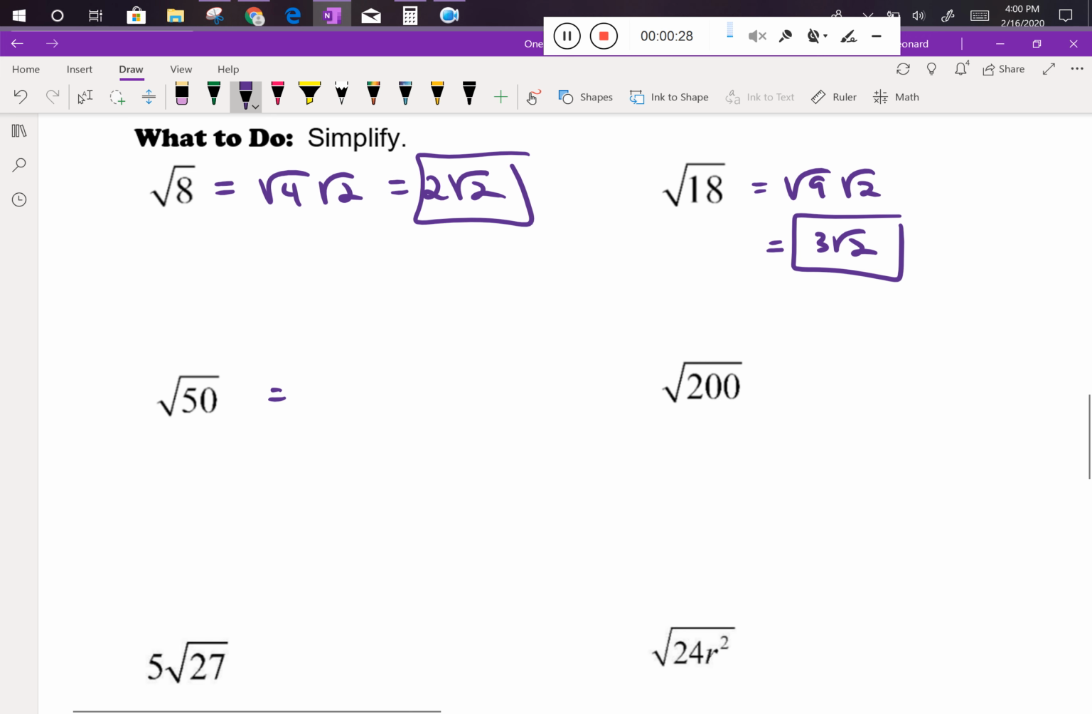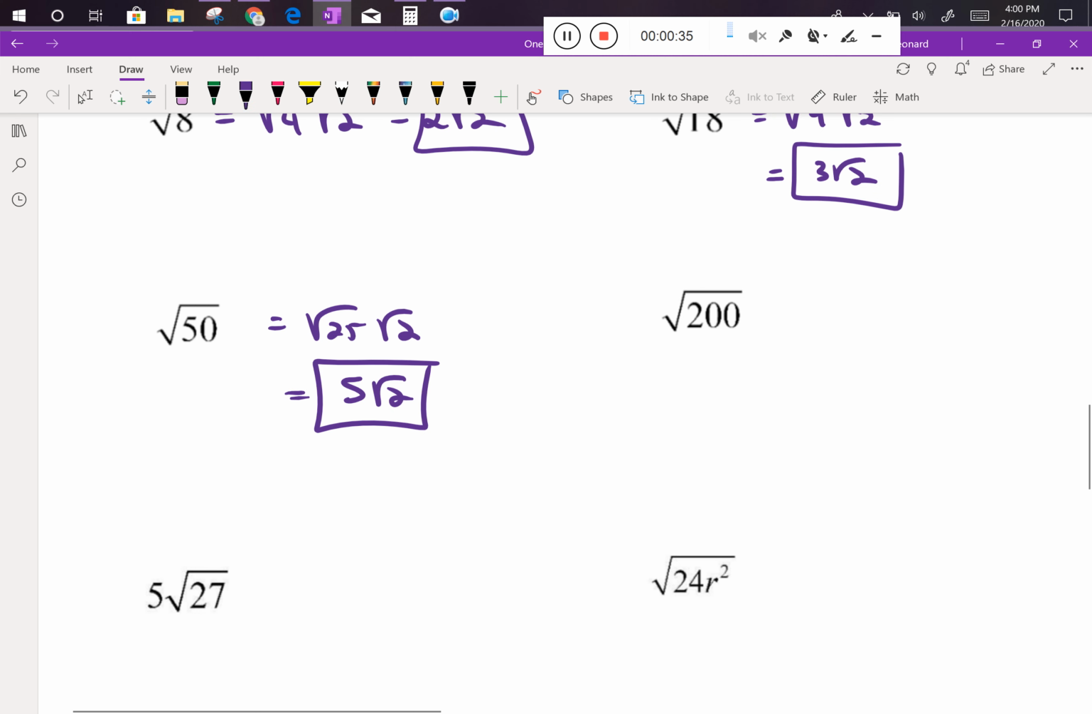The square root of 50 is the square root of 25 times the square root of 2, so 5 root 2. The square root of 200 is the square root of 100 times the square root of 2, so 10 root 2.